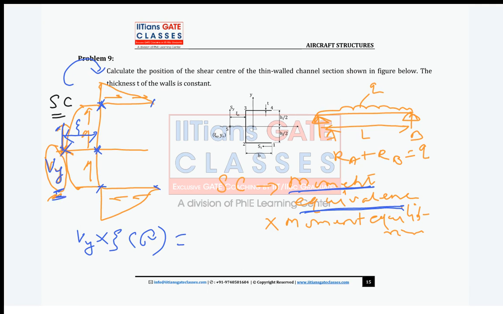Now, guys, these shear flows, if you multiply these shear flows, qs, into section length ds, what will it give? If you multiply qs into length, what do you get? qs into ds is what? Shear force. Now this shear force is multiplied by the moment arm, right?